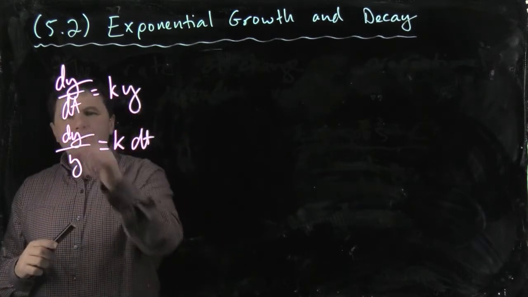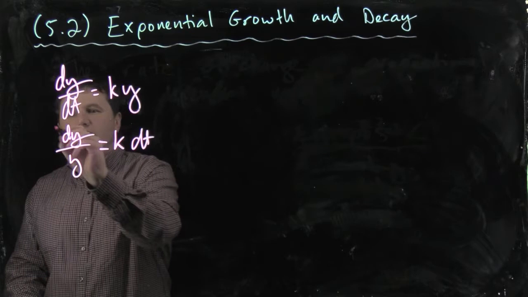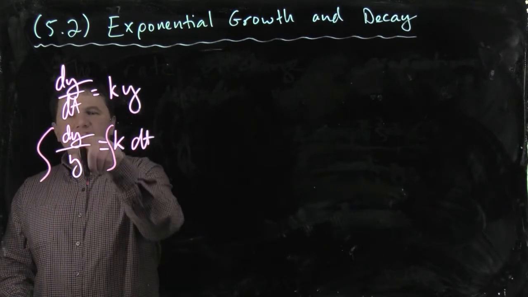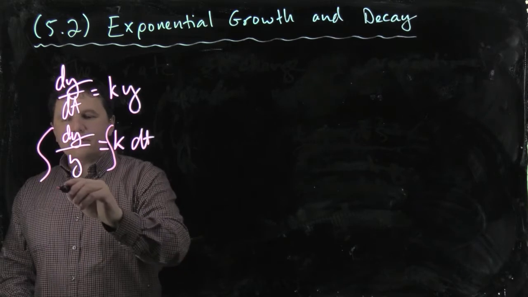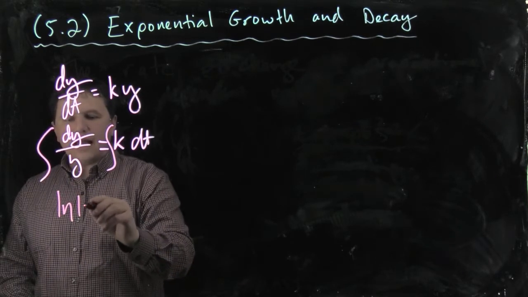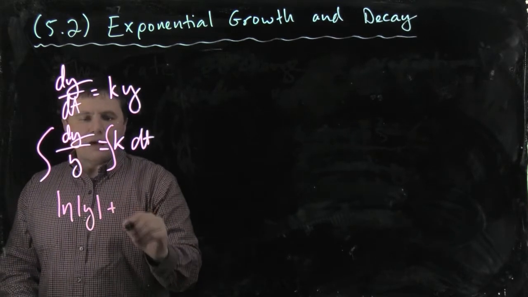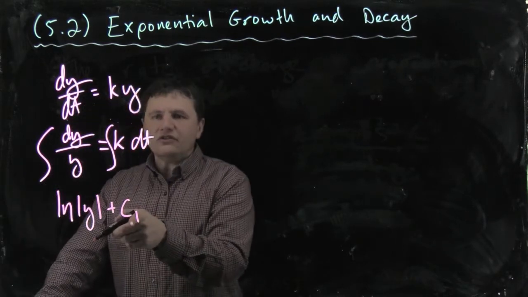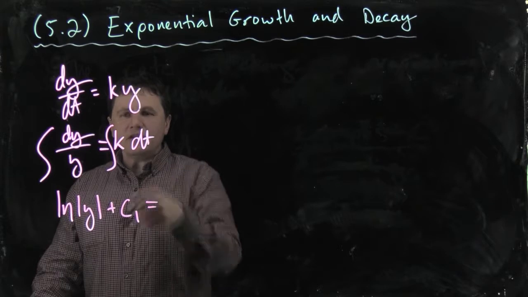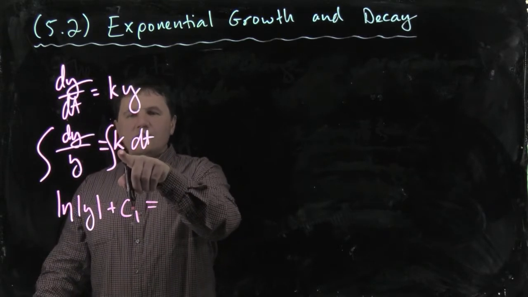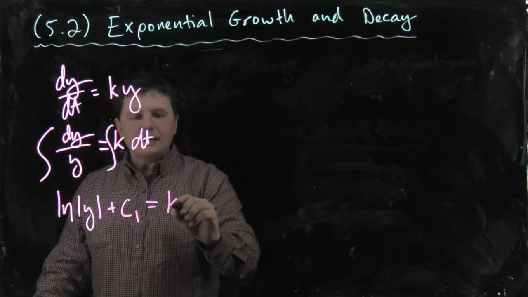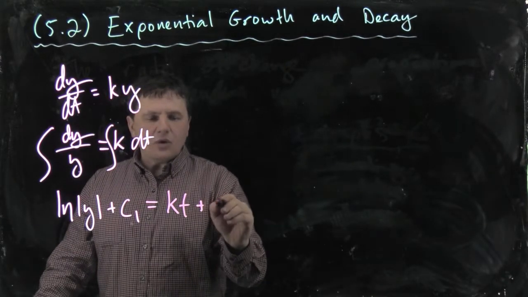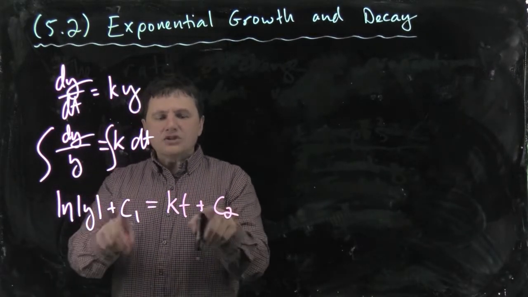Now, since I have these separated, y stuff over here, t stuff over here, I can integrate both sides. This is going to be 1 over y. The antiderivative of 1 over y is ln of the absolute value of y. I'm going to start off by putting an arbitrary constant on this side. I'm going to call it c sub 1, because over here I'm going to have c sub 2. The antiderivative of any constant k will be kt, and we'll have another arbitrary constant.